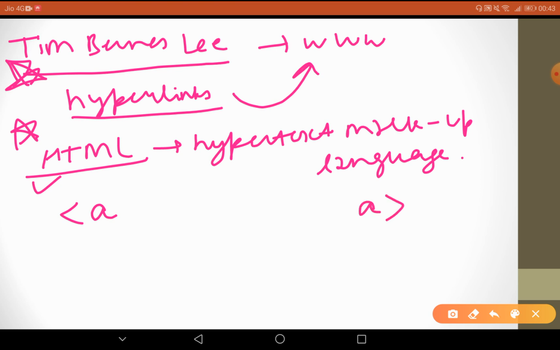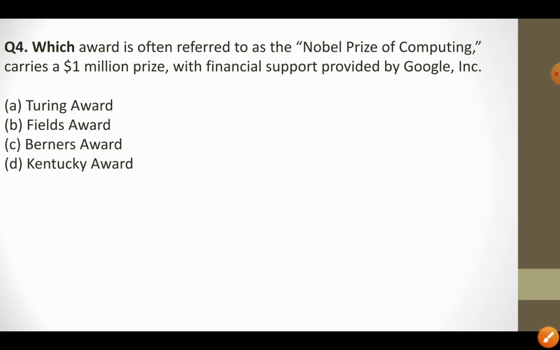So the hyperlink starts with an opening tag like this, and it will end with something like this. Okay, so you have to remember all these facts. These are very important facts. Moving on to the next question.